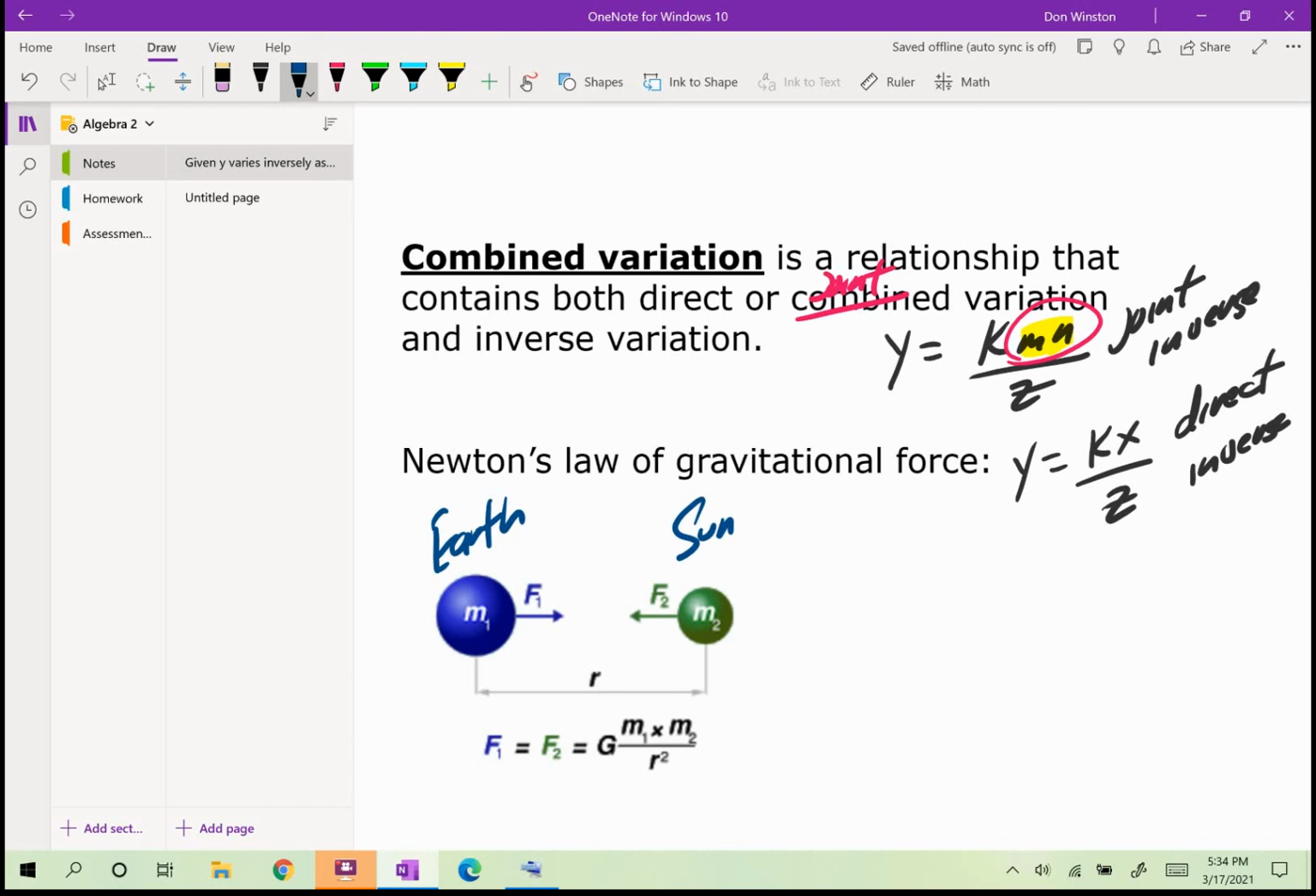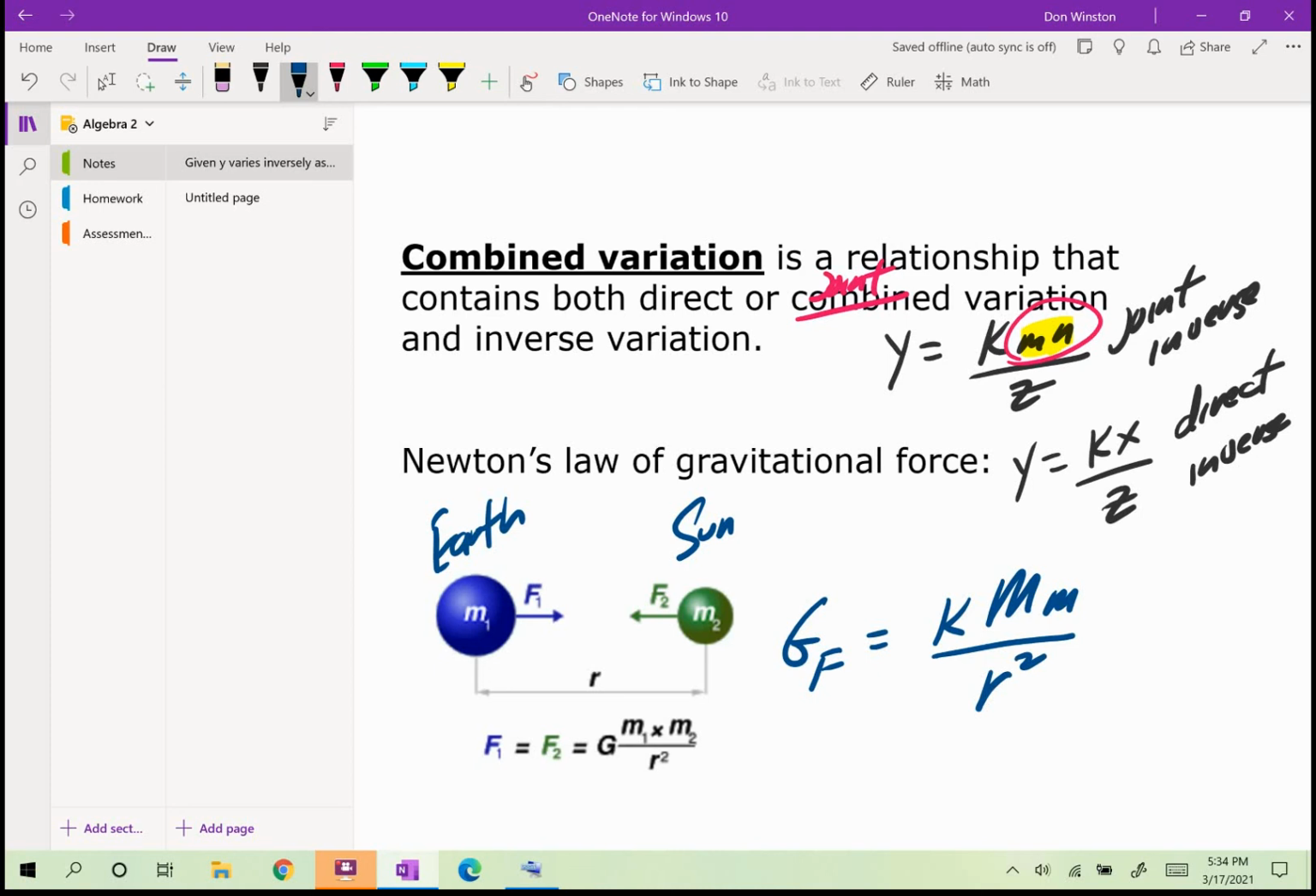So we would say, I like to write it like this here, the gravitational force is proportional to some constant of variation times the product of the masses divided by the distance squared. Okay, and that will make sense.